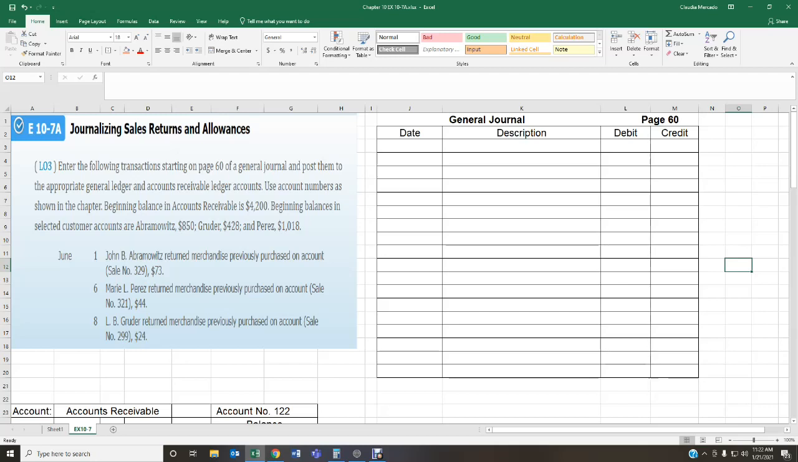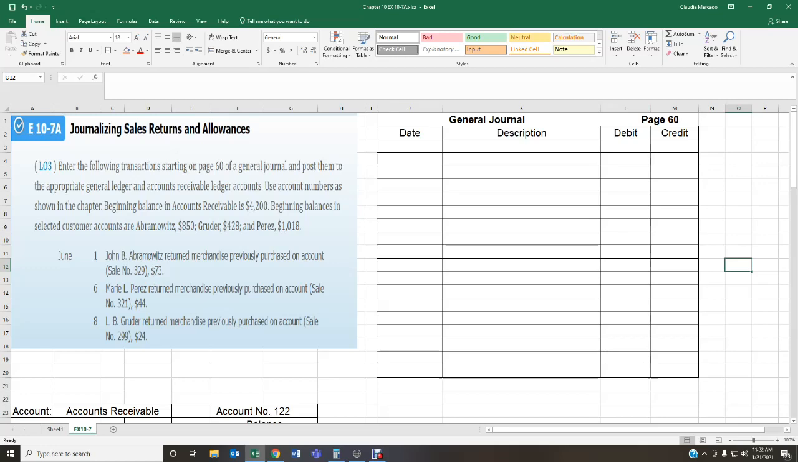Beginning balance in accounts receivable is $4,200. Beginning balances on selected customer accounts are Abramowitz $850, Gruder $428, and Perez $1,018. We are given 3 transactions to analyze and record.